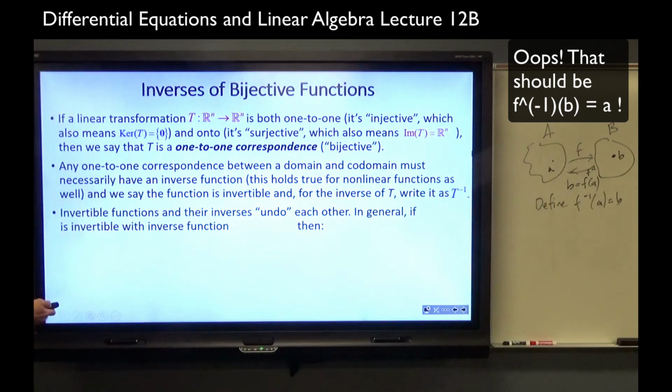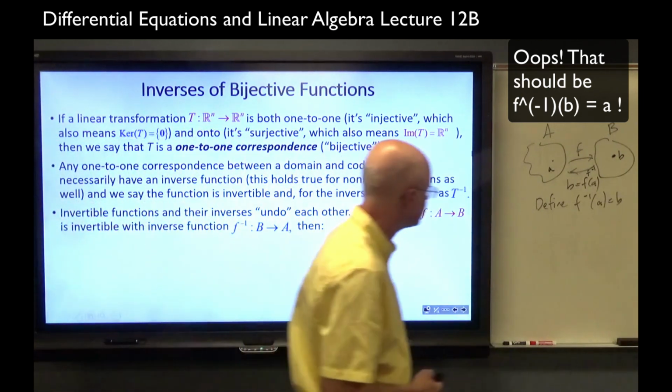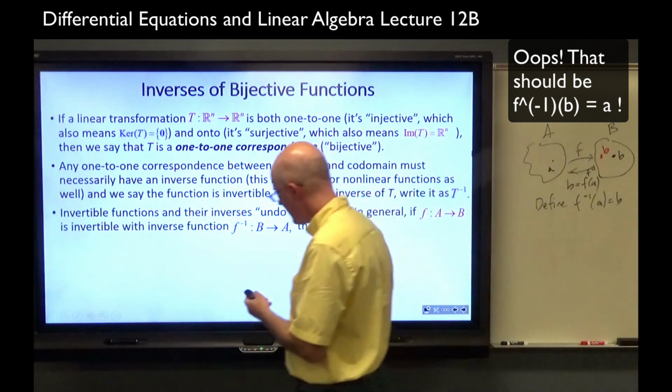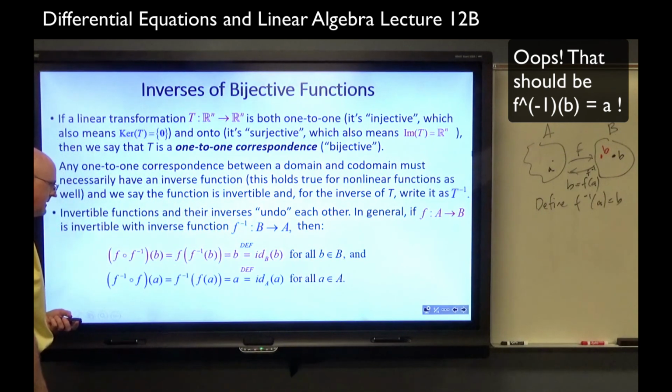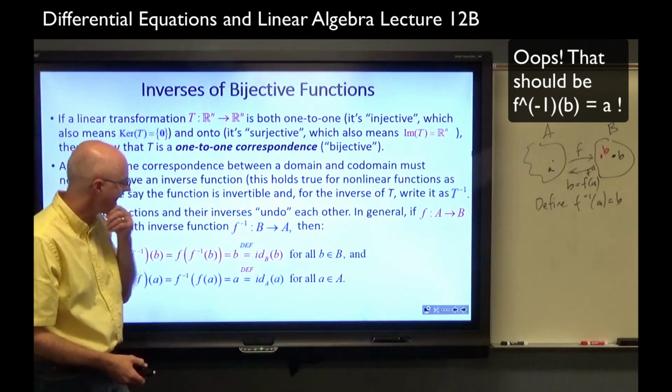Invertible functions and their inverses undo each other. In general, if f goes from A to B, its inverse will go from B to A, like I have on the board there. Sorry if that's off the screen there. You can't quite see this over here. I had a B there. Then they undo each other when you compose them. In either order, you get an example of an identity function. In this general setting, f going from A to B and f inverse going from B to A. So the domain of f is A, the codomain is B. For f inverse, the domain is B, the codomain is A.